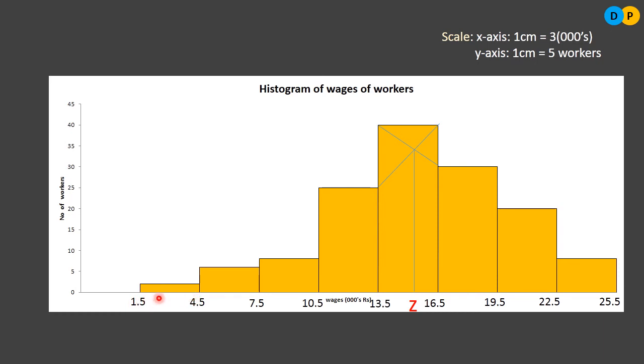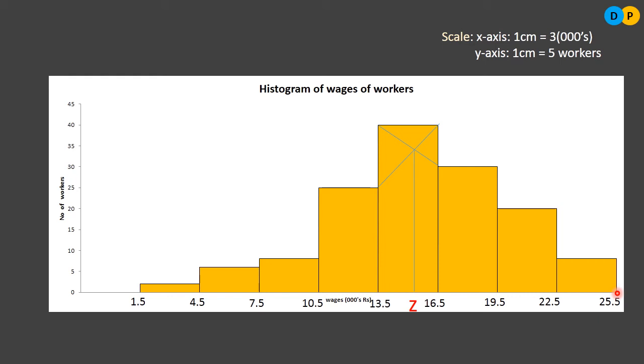So for the first class interval, that is 1.5 to 4.5, the number of workers is 2. So we will be raising the rectangular bar. Next, for 4.5 to 7.5, the number of workers is 6. Similarly, for 7.5 to 10.5, the number of workers is 8. So it goes on. After erecting all the bars, we have done half of the question. We have solved only half of the problem. Now, the rest is we need to find the mode using the histogram.